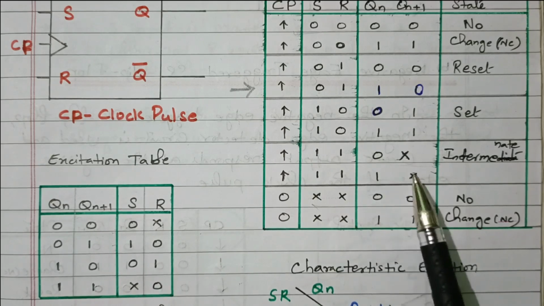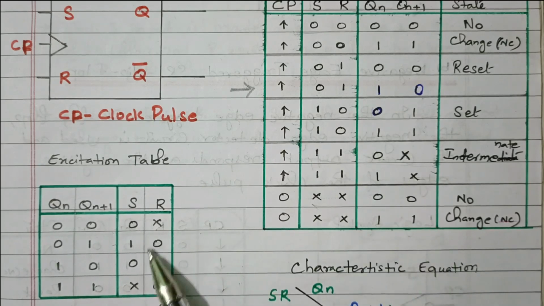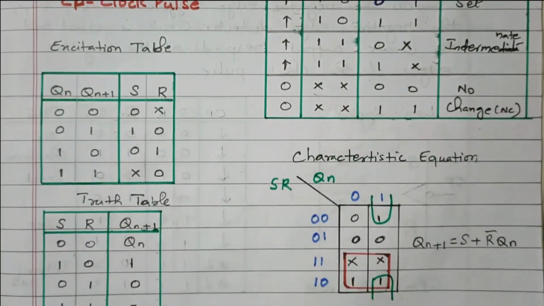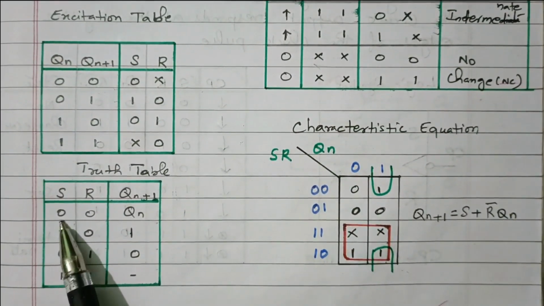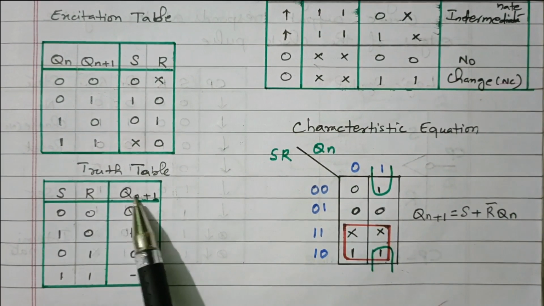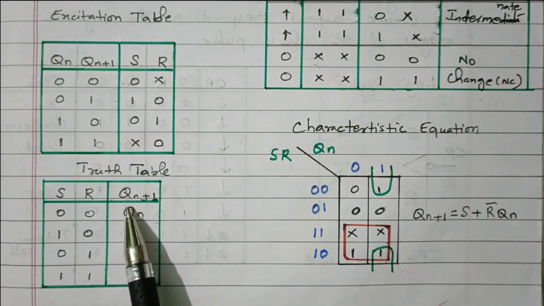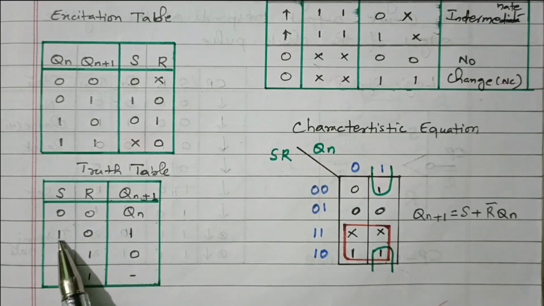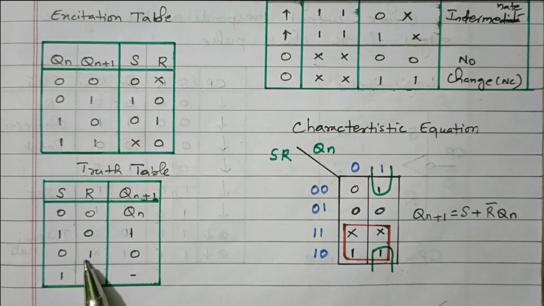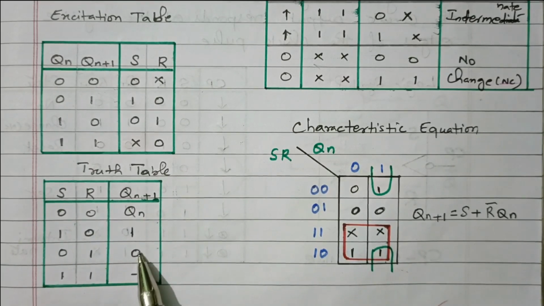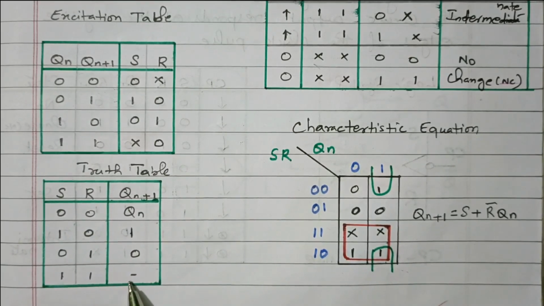Right? So the excitation table we got from the truth table. From the output we are deciding the input, that is called the excitation table. Now we'll see the truth table in a shorter form. 0, 0 means, this is next state, this is present state. Next state and present state both are equal. 1, 0 means set. Set means it sets the output as 1. 0, 1 reset. Reset means 0. Both are 1 means no change.